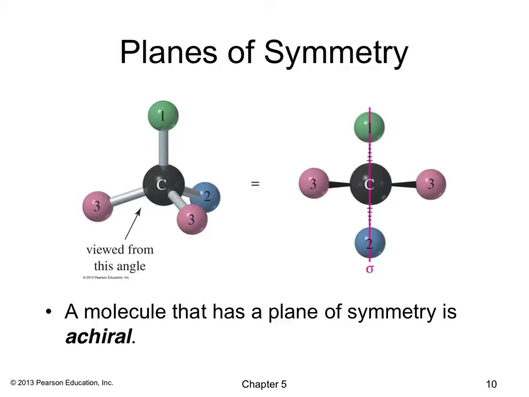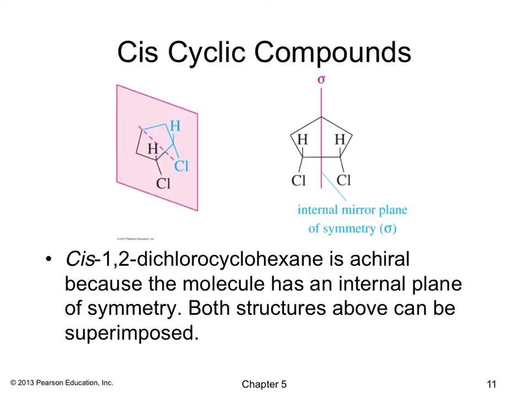So here, with this same molecule as I showed before, if you view it from this angle, you see that there's a plane of symmetry, where these are identical and you have this symmetry. As a result of this plane of symmetry, this molecule is achiral. If we look at cis-cyclic compounds, cis-1,2-dichlorocyclohexane is achiral because it has this internal plane of symmetry right in between. This side and this side are equal. As a result, if you take a mirror image of this molecule, it is superimposable. As a result, achiral.